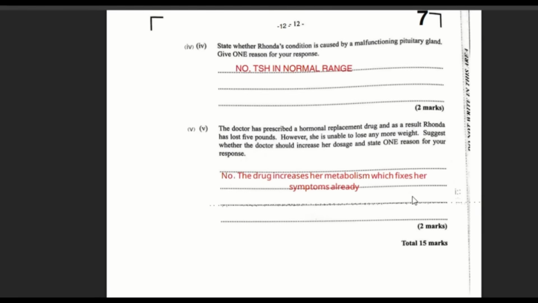Once the symptoms are fixed, and the reason why medications such as this work is because they affect the metabolism. Water retention is what could cause her to gain weight. So with her taking this drug, her metabolism is increasing, which is why she's losing the weight, right? So no, we wouldn't need to increase the drug.